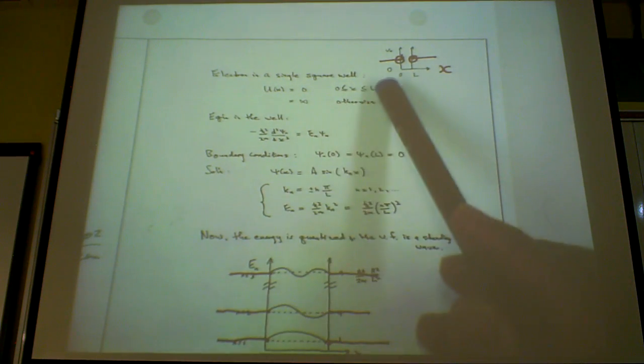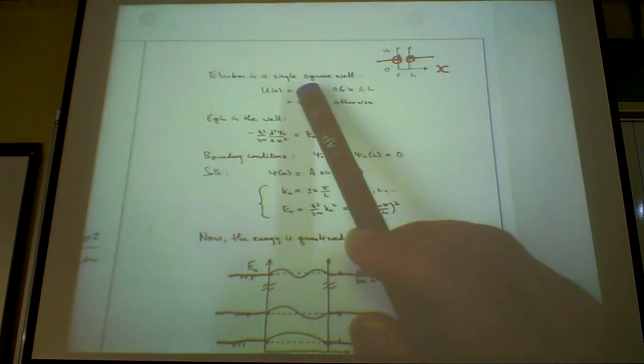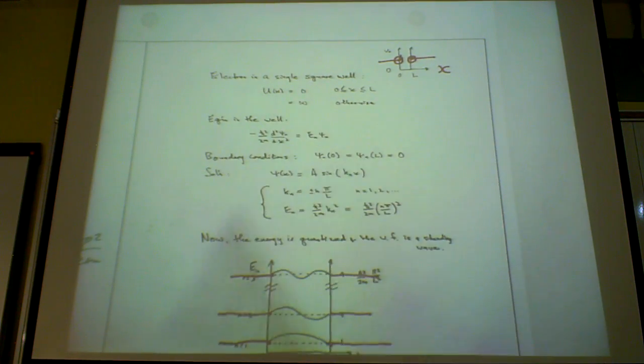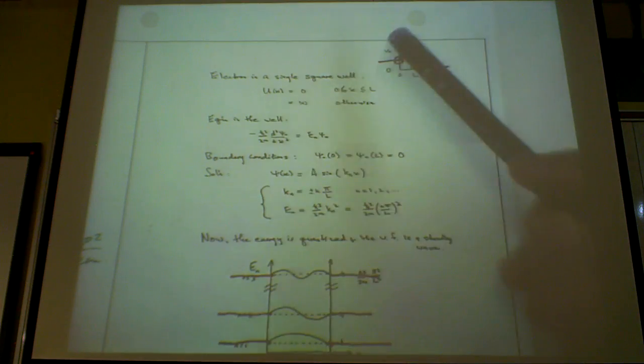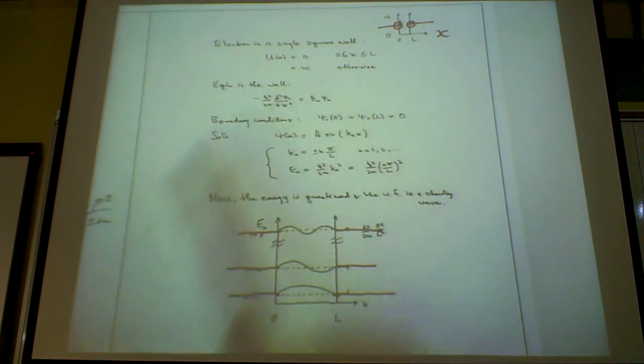So this is inside the well. You set this potential to some constant, and 0 seems to be an easy way. You set the potential to 0 inside the well, and outside the well it is infinite, so everything is trapped. Okay, and again you solve for this equation.